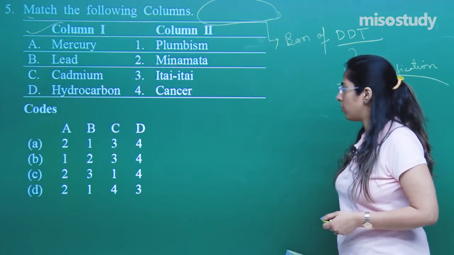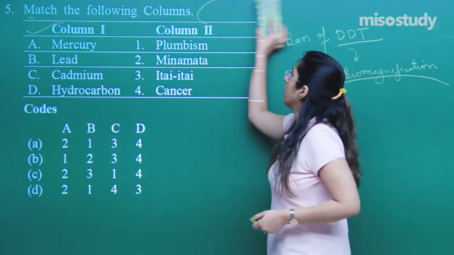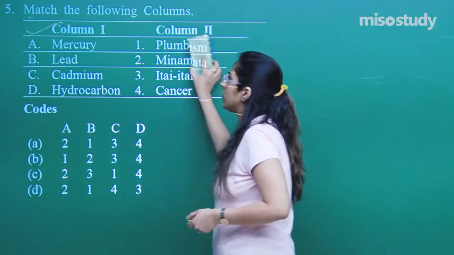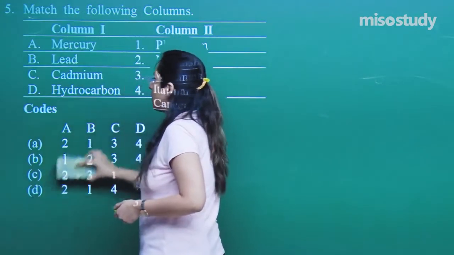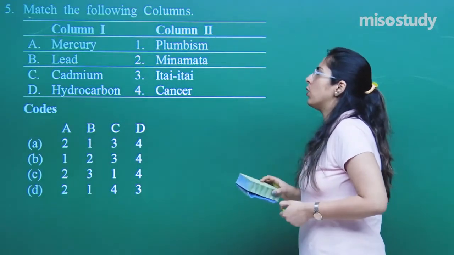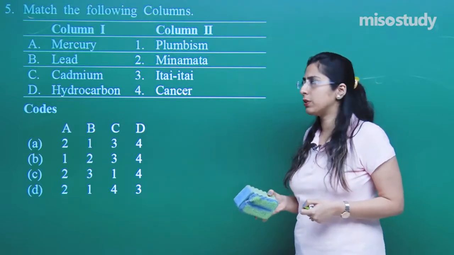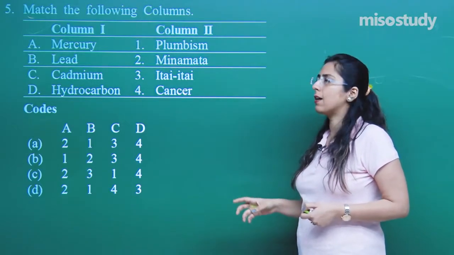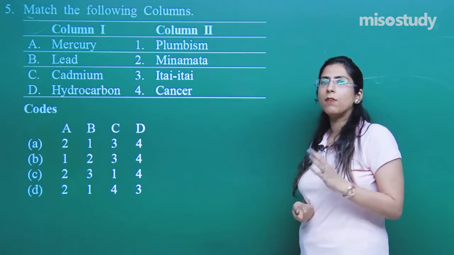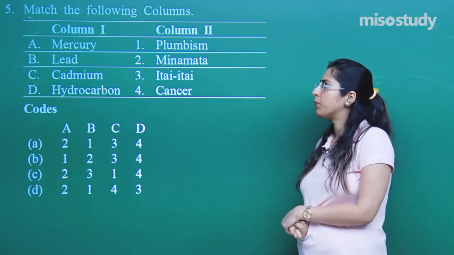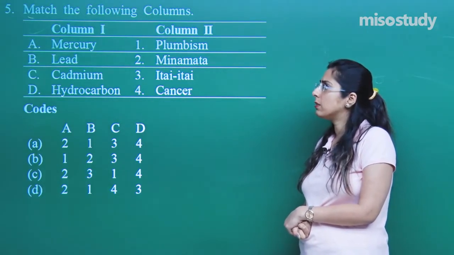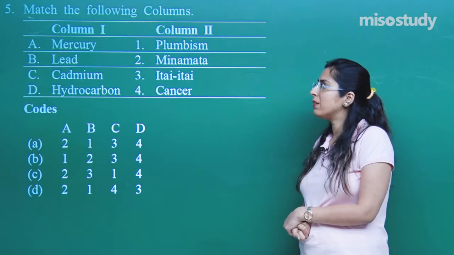Now, let us discuss question number 5. In this question, I have tried to compile some of the important toxicants and the diseases caused by them. Very good question. The reason I have included this question is that you have to maintain another chart in which you write the important toxicants, the diseases caused by them, and the major tragedies associated with some of these chemicals.